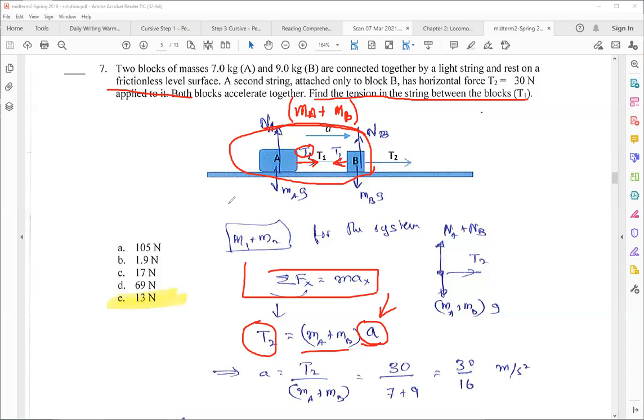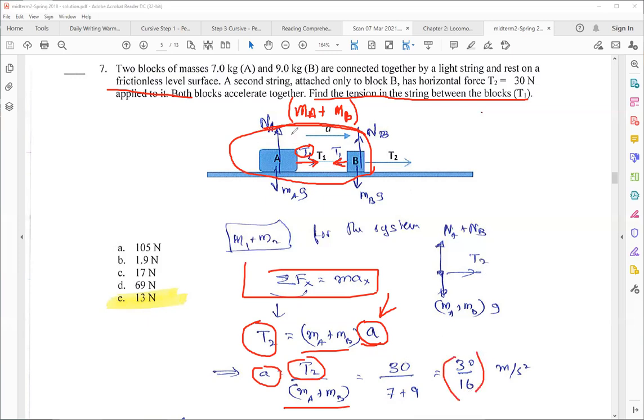In this case, you will know the force and the acceleration of block A, because even though we found an acceleration corresponding to both of them moving together, it's still the acceleration of block A when you look at it individually. So that's what we're trying to do. Let's start with acceleration. Acceleration will be tension 2 divided by total mass. Plugging in the values, you end up with 30 over 16.